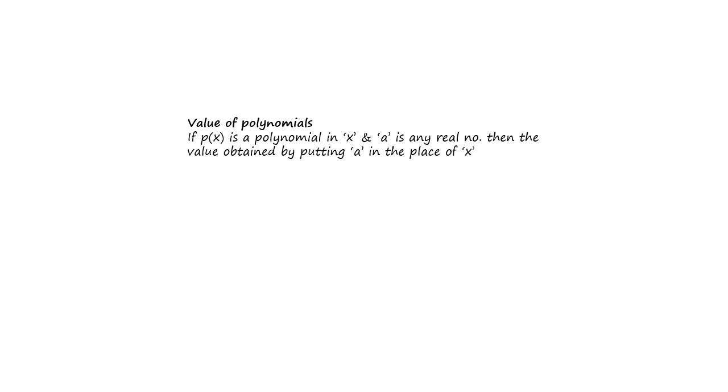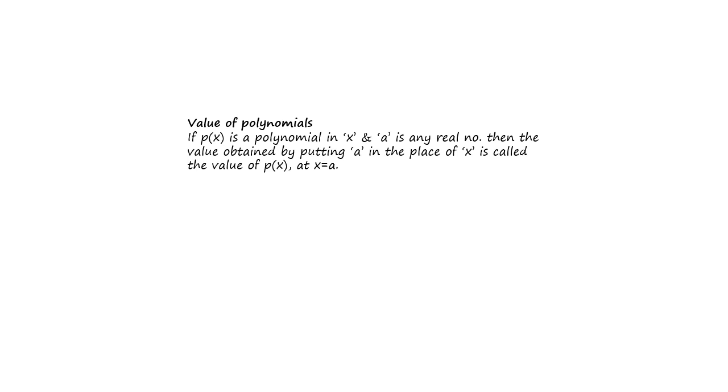Now let's go by the value of the polynomials. What is value of the polynomial? Let's try to understand the definition. If p(x) is a polynomial in x, and a is any real number, then the value obtained by putting a in the place of x is called value of p(x) at x = a.